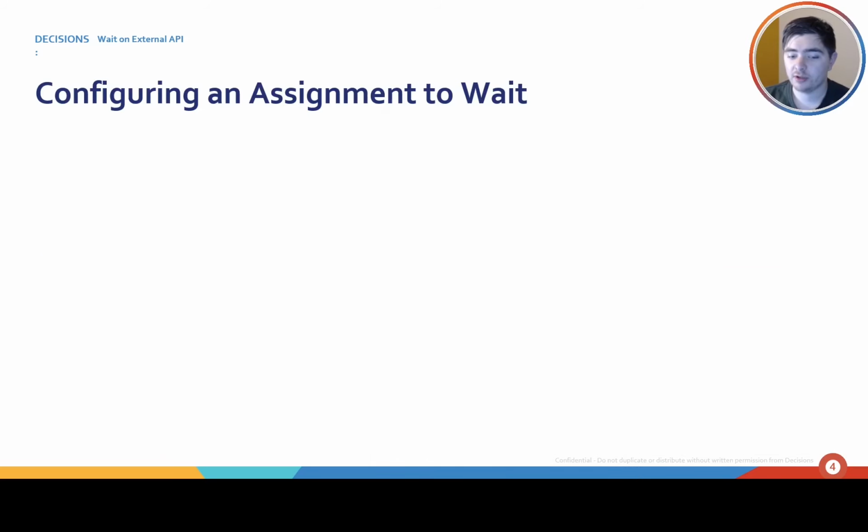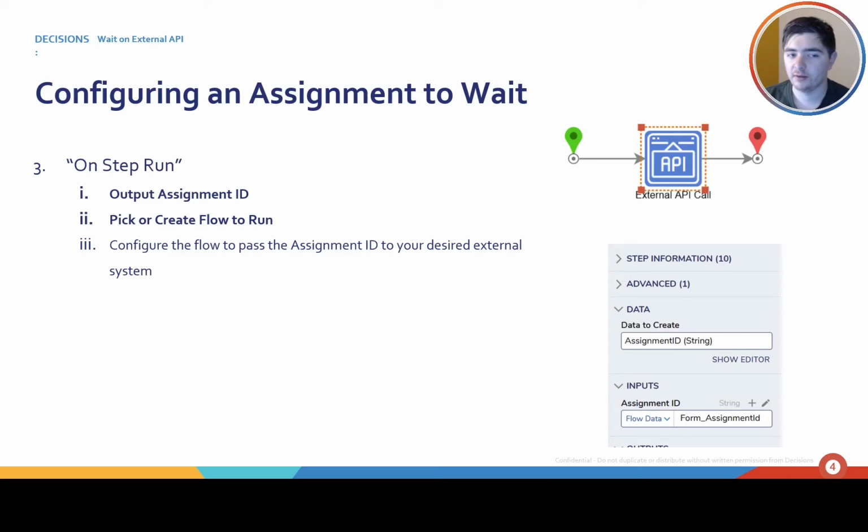Afterwards, you want to make sure that you configure On Step Run, which is in the properties of the add task step, the output assignment ID. There's going to be a little checkbox for this. And then you want to pick or create a flow to run. Inside of this flow, you want to make sure that you have an integration set up with your external API service. And all it needs to do is pass out that assignment ID. This way, the external task knows which assignment to complete when it has finished its processing.